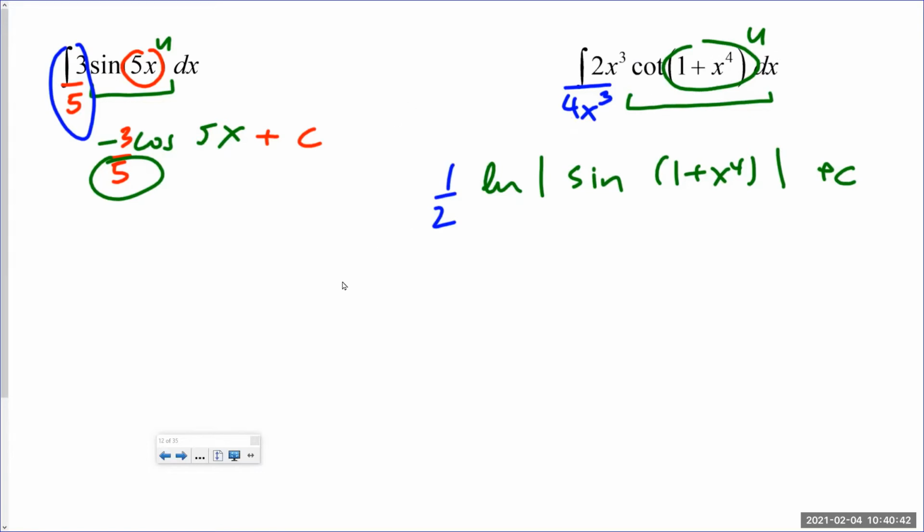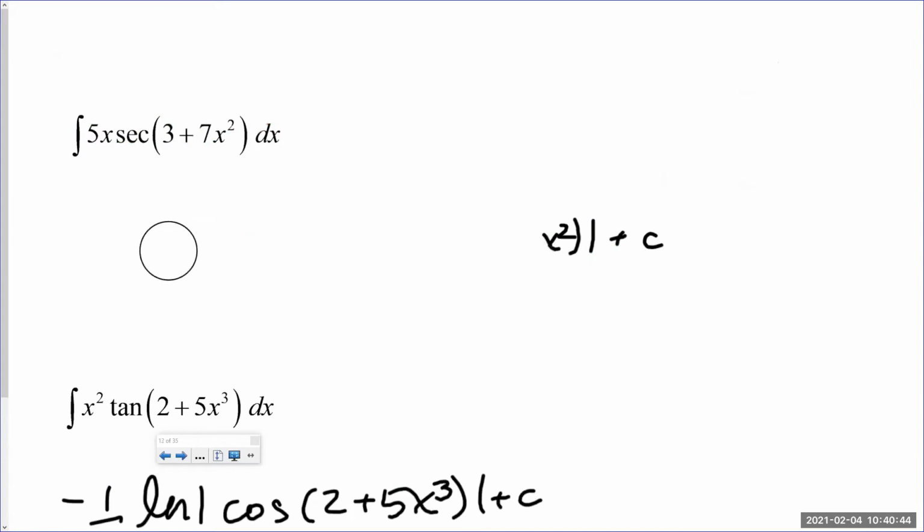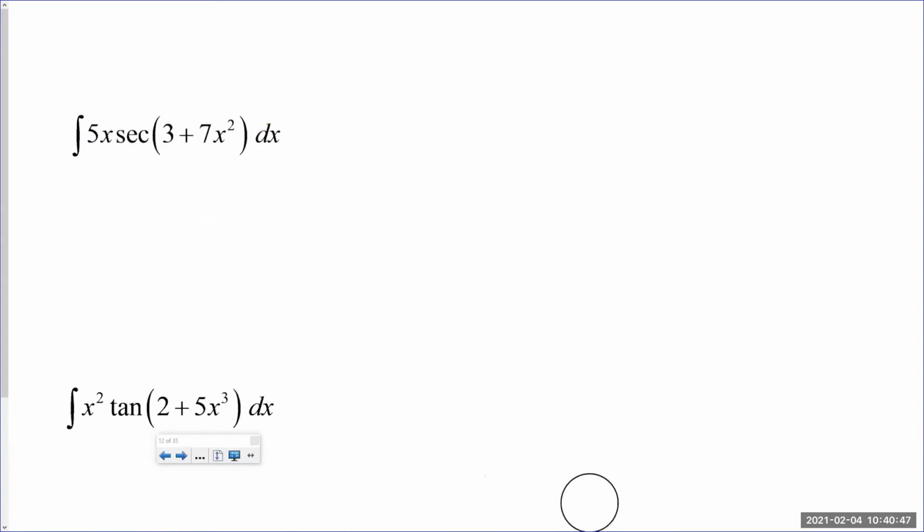Okay, you ready to do another one? Here we go. You try this one. Use your formula sheet if you need to. Use the shortcut, or you can do the long way.